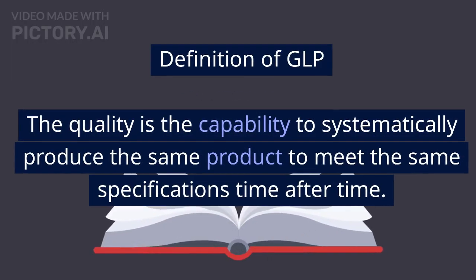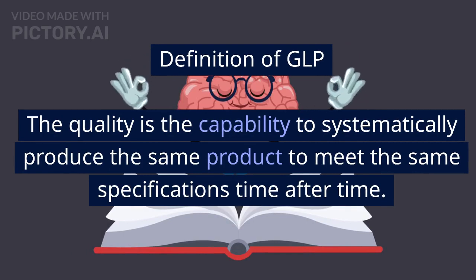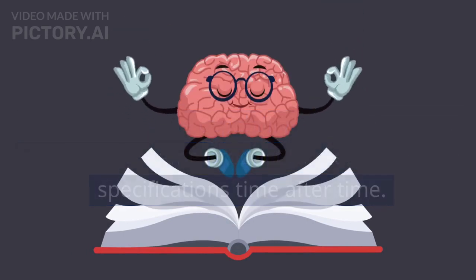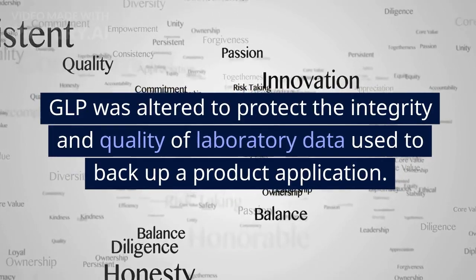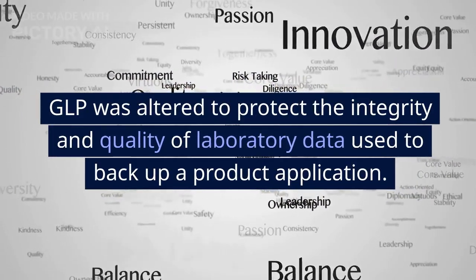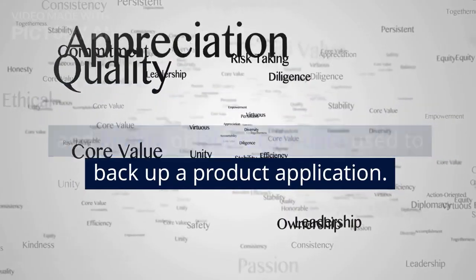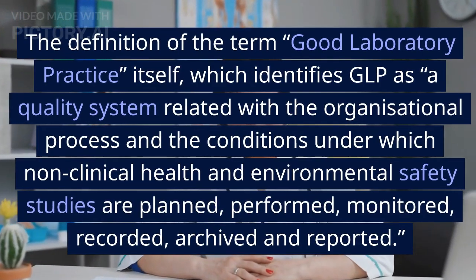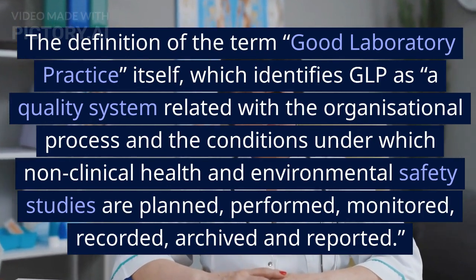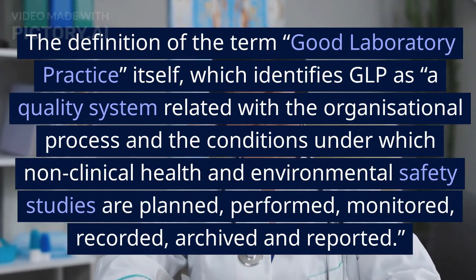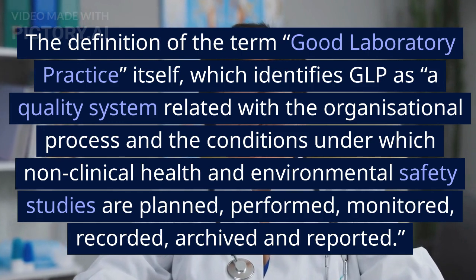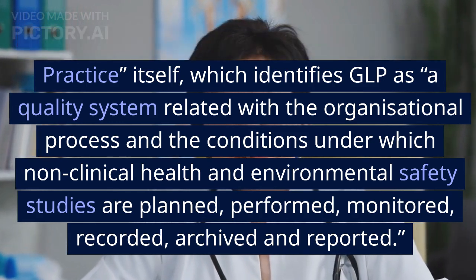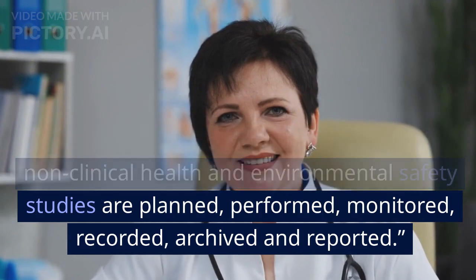Definition of GLP: the quality as the capability to systematically produce the same product to meet the same specifications time after time. GLP was altered to protect the integrity and quality of laboratory data used to back up a product application. The definition of the term good laboratory practice itself identifies GLP as a quality system related to the organizational process and the conditions under which non-clinical health and environmental safety studies are planned, performed, monitored, recorded, archived and reported.